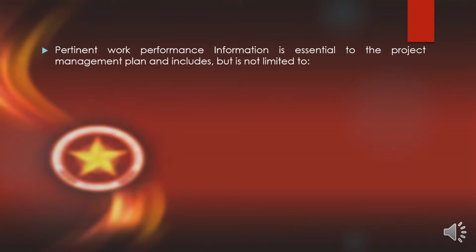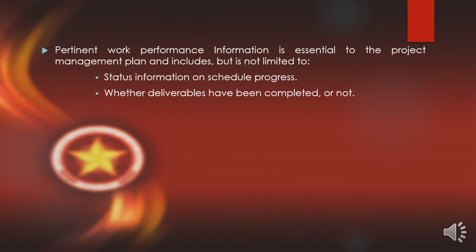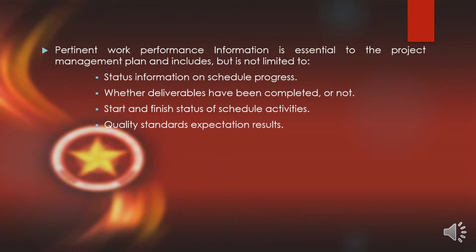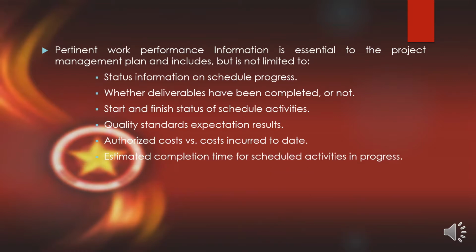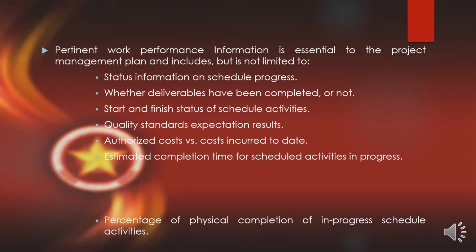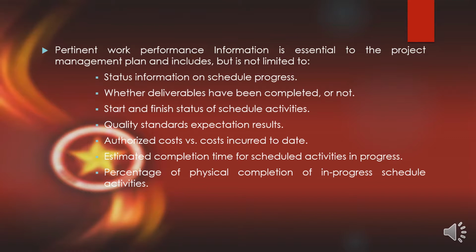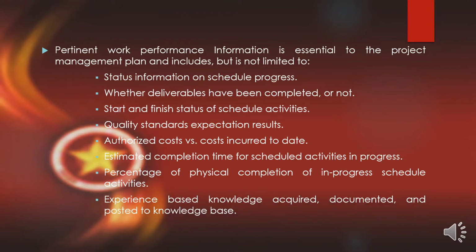Pertinent work performance information is essential to the project management plan and includes, but is not limited to, status information and schedule progress, whether deliverables have been completed or not, start and finish status of scheduled activities, quality standards expectation results, authorized cost versus cost incurred to date, estimated completion time for scheduled activities in progress, percentage of physical completion of in-progress scheduled activities, experience based on knowledge acquired, documented, and posted to the knowledge space, and details of resource utilization.